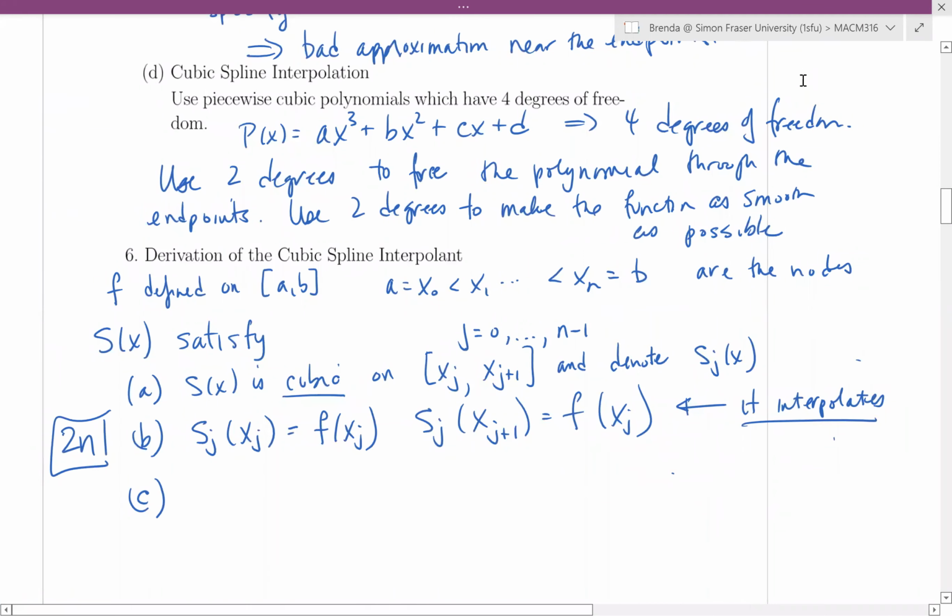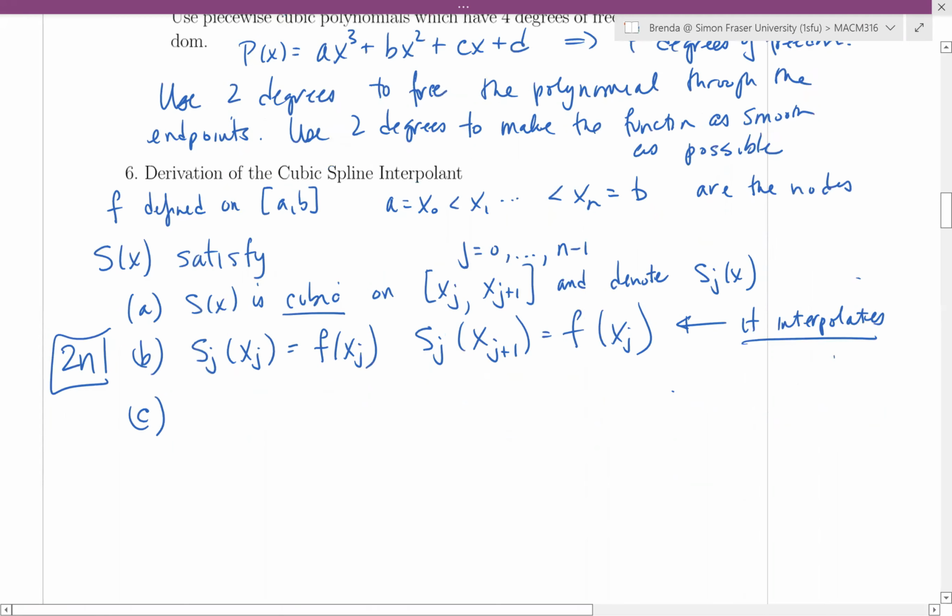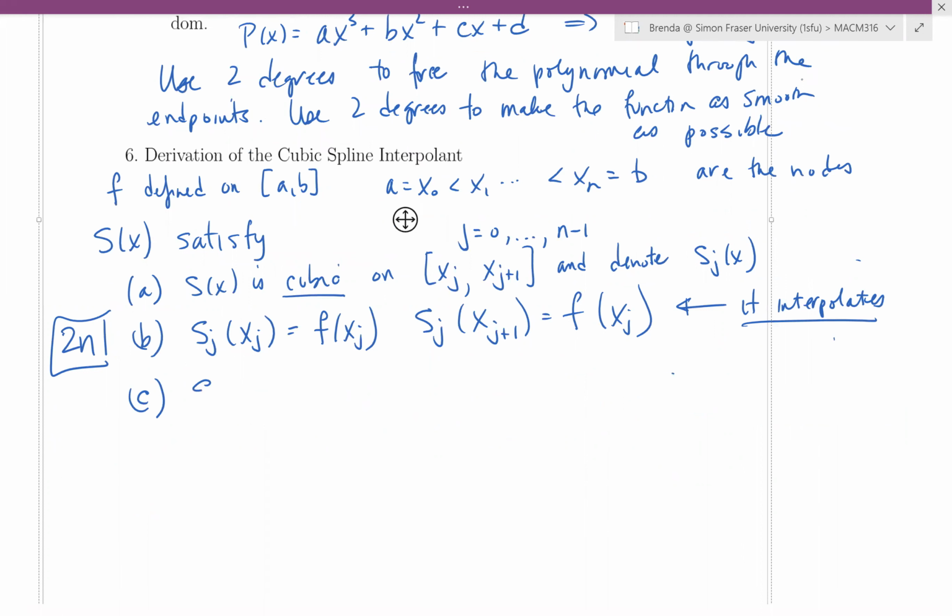We used up two of our choices for interpolating. There's n polynomials. That is 2n choices used up. Now our next decision is that we want the derivative of s_{j+1} at x_{j+1} to match the derivative of s_j at x_{j+1}.